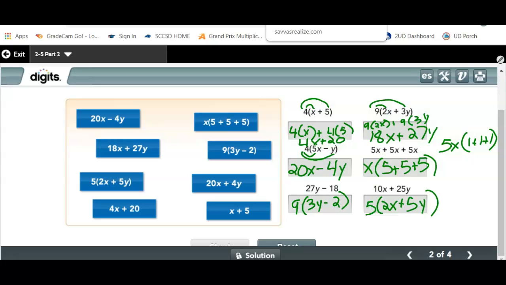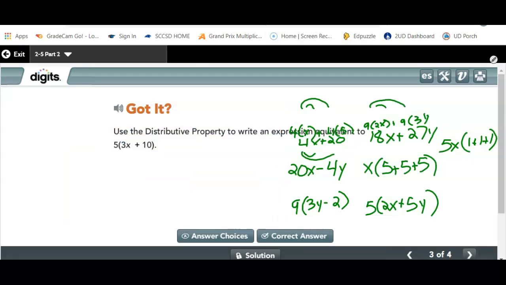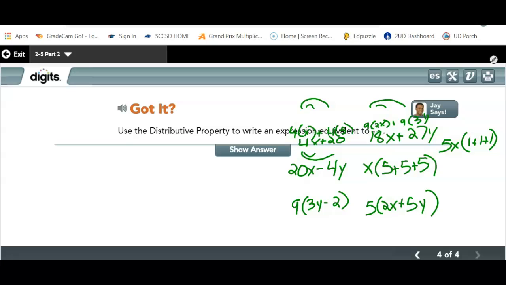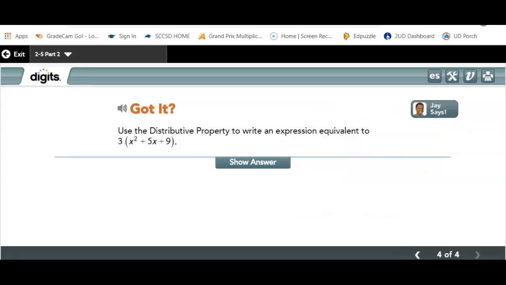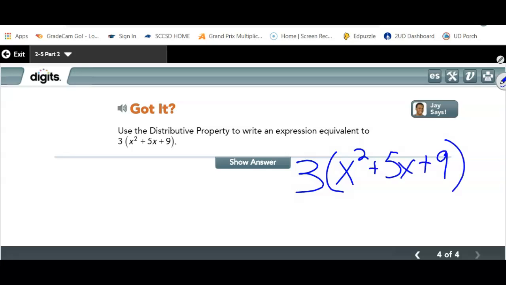We're going to have 3 people. Nice. This is 3, open parentheses, x squared plus 5x plus 9. Use the distributive property to simplify this expression. It is on the back of your guided notes, the second problem.